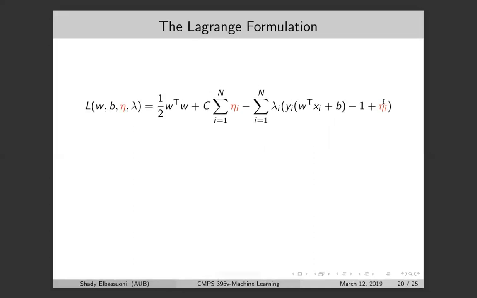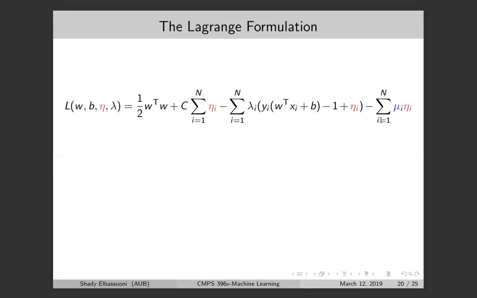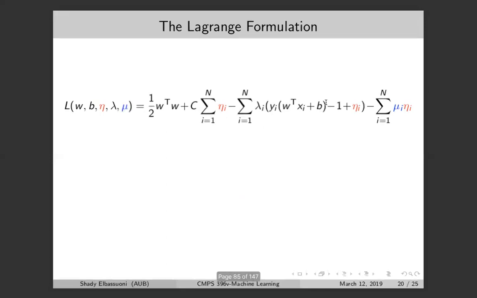And don't forget that now the loss function depends on the values of eta, and I have to add a Lagrange multiplier for eta. So minus summation from i equal 1 to n of mu i eta i, like we did here. I have eta i greater than or equal to 0, which is a constraint, so in the zero form I subtract the sum of mu i eta i. So now the loss function depends on W, B, eta, lambda, and mu.